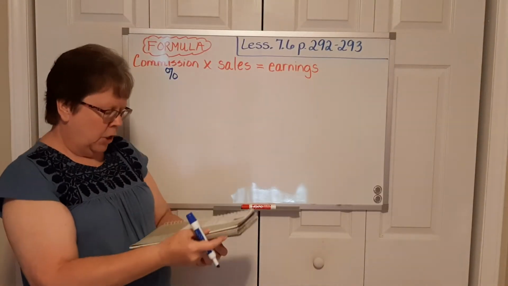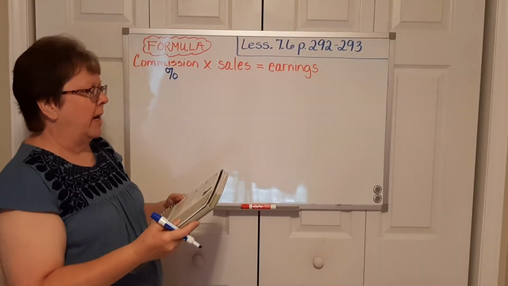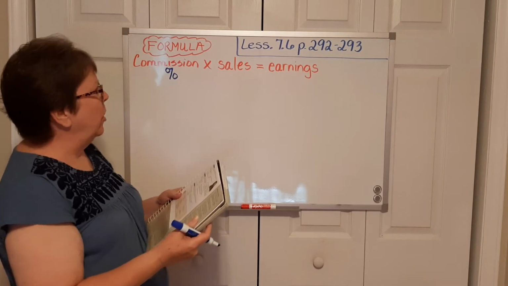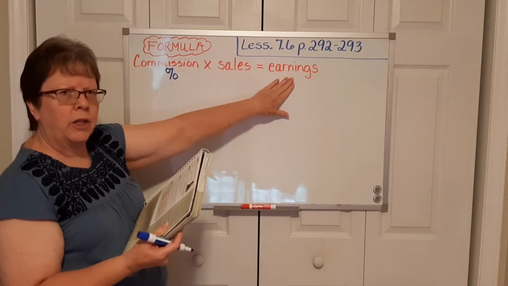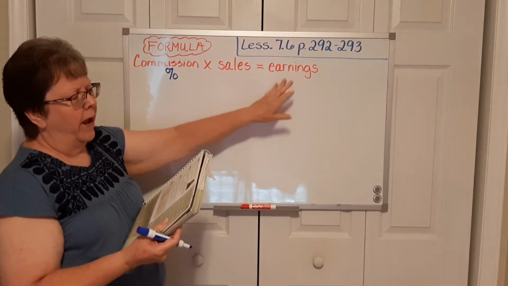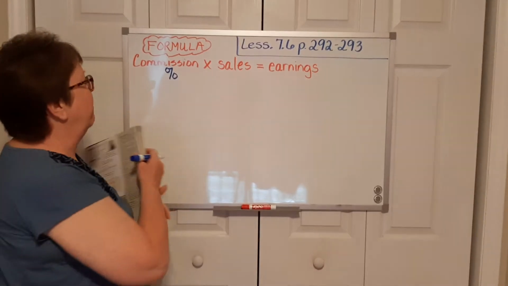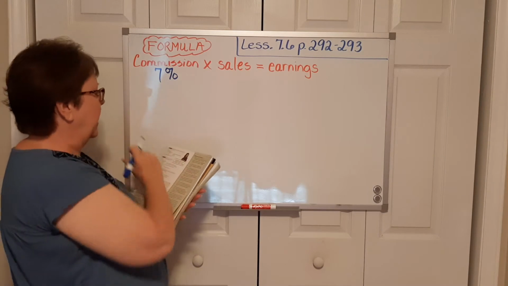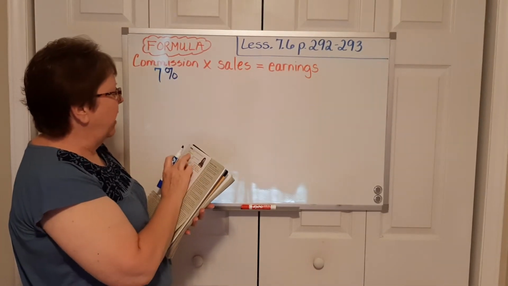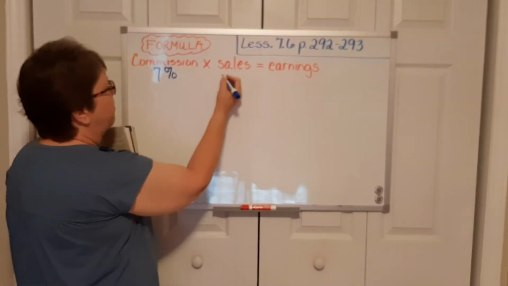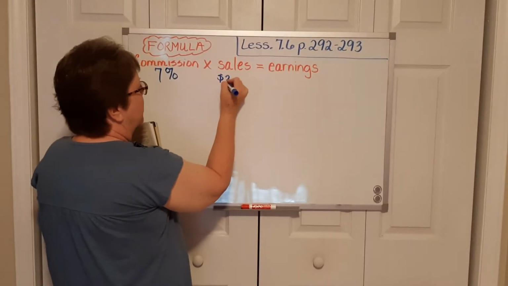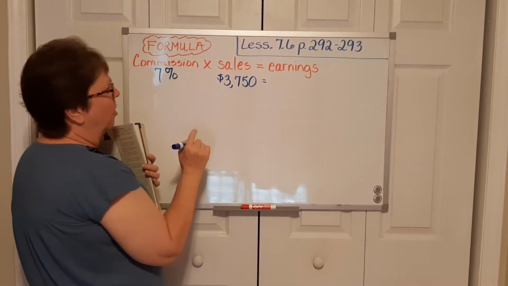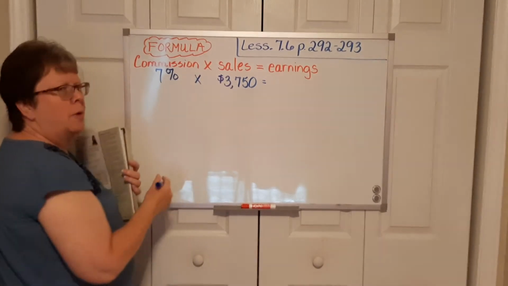So I'm at the top of page 293 on example 1. It says find the earnings. So here we're trying to find the earnings in this problem. If the commission is 7%, so we know what our commission is, we'll plug that in there. And the amount of sales is 3,750. Then we'll find our earnings once we multiply these two together.